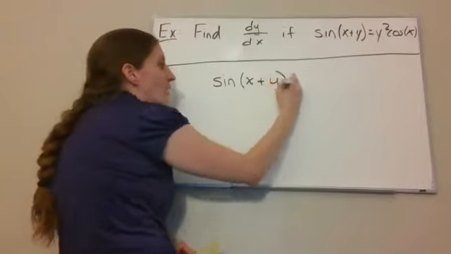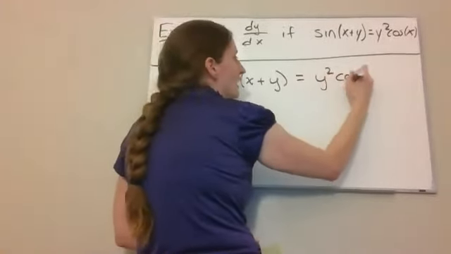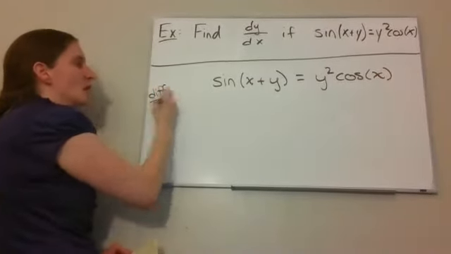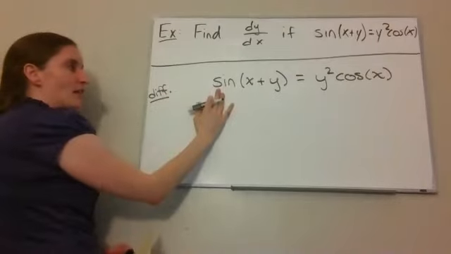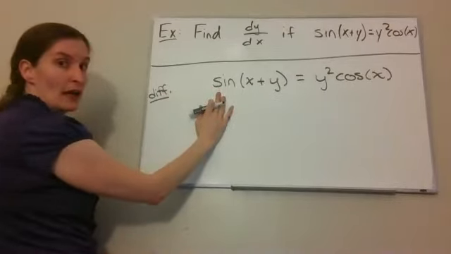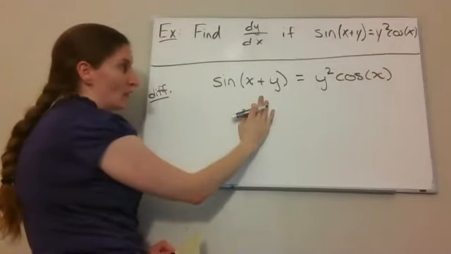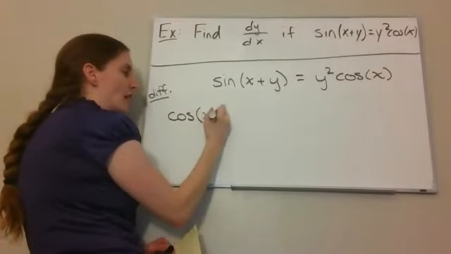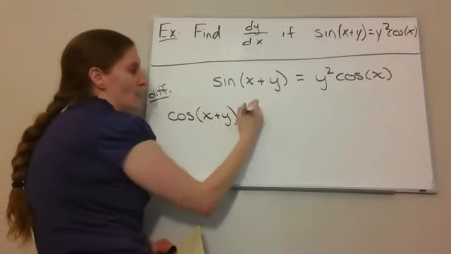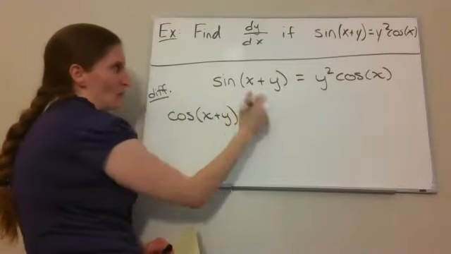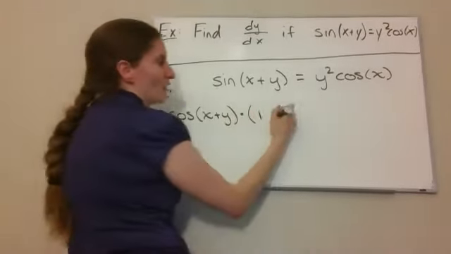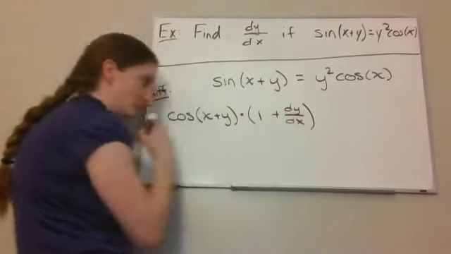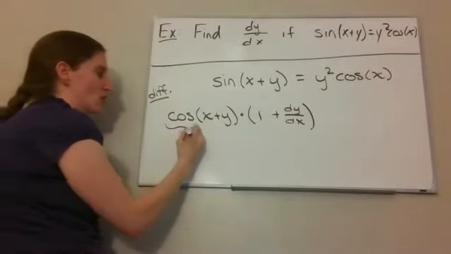Sine of (x plus y) equals y squared times cosine of x. And then I'm going to differentiate both sides. On this left side, I have a chain rule. I have sine of a bunch of stuff. So the derivative of the outside function is cosine of that stuff. And the derivative of the inside function, derivative of x is 1. Derivative of y would be 1, but times my dy/dx.